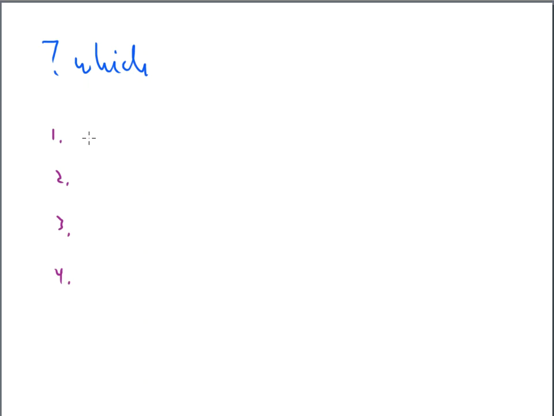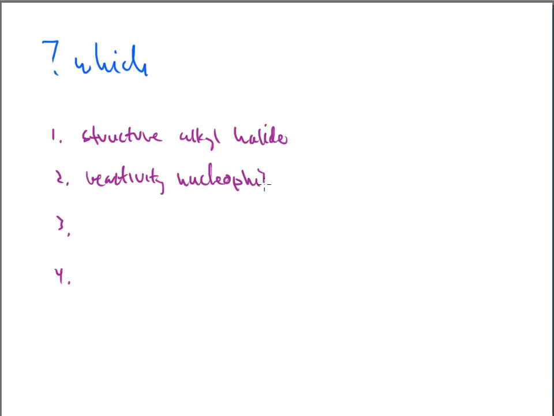Number 1, we have to look at the structure of the alkyl halide. So what type of carbon is there? Primary, secondary, tertiary. What type of halogen is there, right? Those are the things that we're going to have to look at structure-wise. Number 2, the reactivity of the nucleophile is also going to be important.